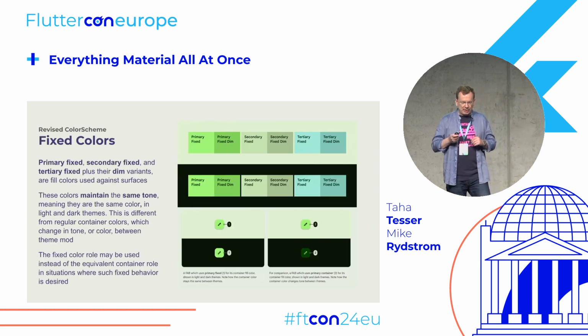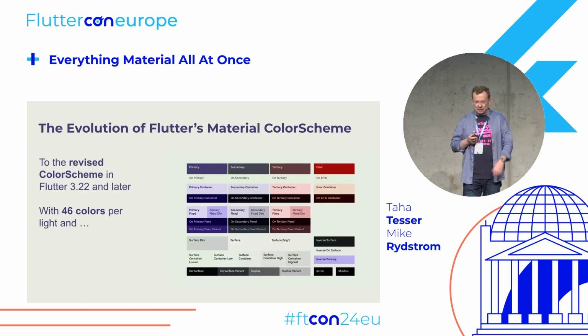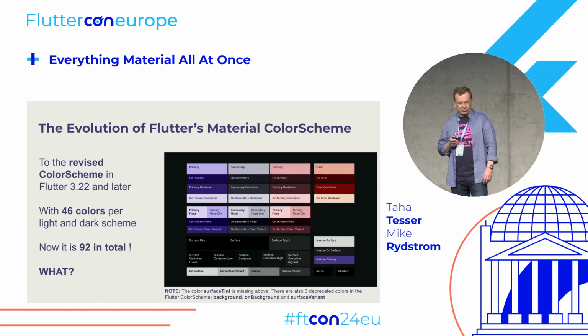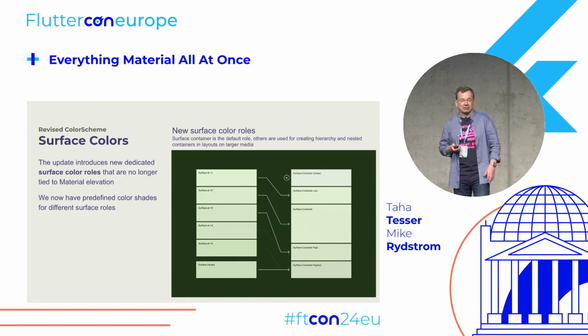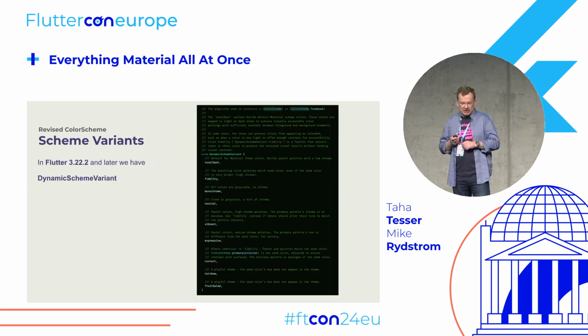We also have some other colors called fixed colors that exist for primary, secondary, and tertiary. The idea with these is that they remain the same in light and dark mode. So if I go back here, you can see the middle row there when I'm switching between the light and dark scheme. Those colors are not changing. They remain the same in the light and dark theme. So those can be used when you want to do things like that.